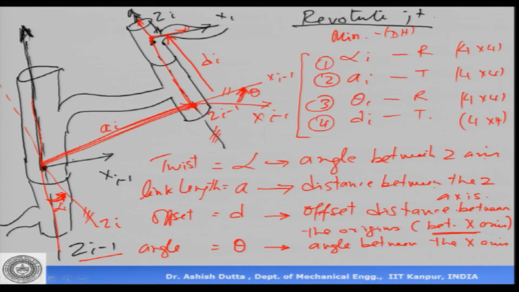Now, when a robot is made, or after the robot is made, the twist angle will normally remain constant, the link length for a revolute joint robot will remain constant, the offset distance will remain constant. The only variable here is angle theta. So, if you look at when a planar robot moves, what changes is essentially this link angle changes, all these three are constant.